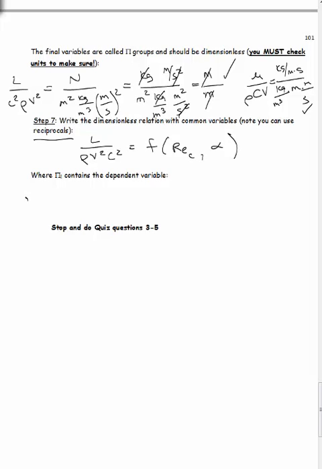So pi 1 is your dependent variable, L over rho v squared c squared. Pi 2, first independent variable, Reynolds number, and pi 3 is alpha. Sometimes we'll throw in a 1/2 right here in front because 1/2 rho v squared is a kinetic energy kind of term. All right, so stop and do questions 3 through 5. That's the method. The last thing we'll do is just a short example.